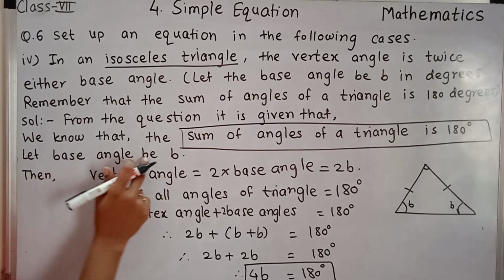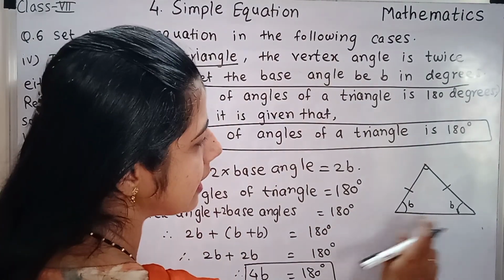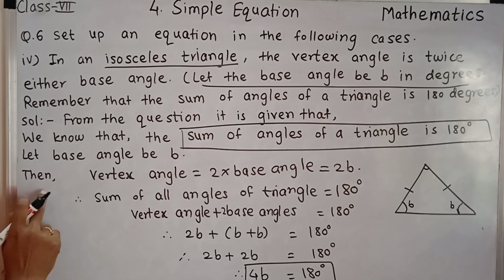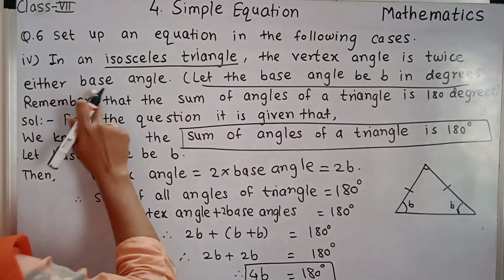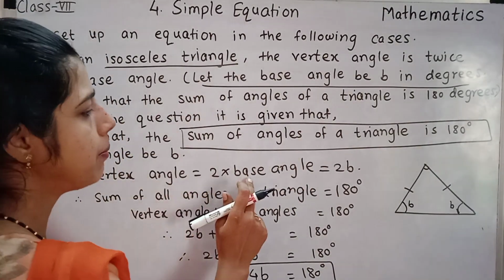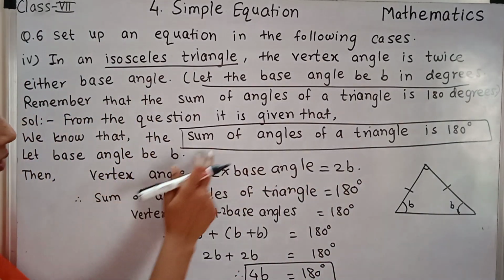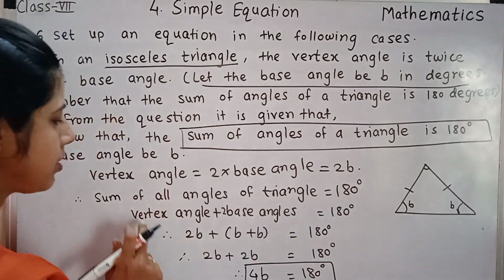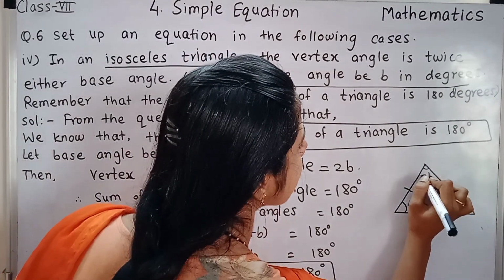So let the base angle be B. This is already given to us. We have taken the base angle as B, and both are equal. Now the given condition is that the vertex angle is twice either base angle. The base angles are the same, so the vertex angle is 2 into the base angle, which will be 2B. As we know, the sum of all angles of the triangle is equal to 180 degrees.